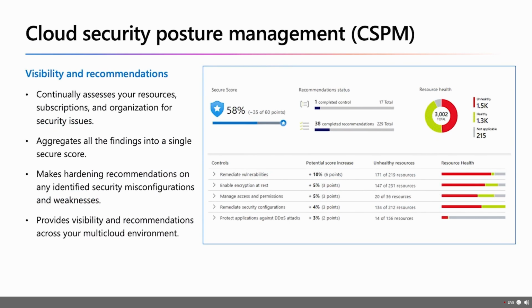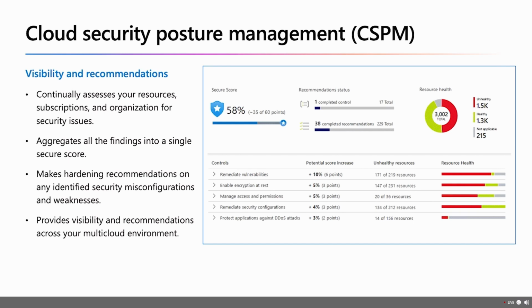Defender for Cloud continually assesses your cross-cloud resources for security issues. It then aggregates all the findings into a single score so that you can tell at a glance your current security situation. The higher the score, the lower the identified risk level. All Defender for Cloud customers automatically gain access to the security score when they enable Defender for Cloud.